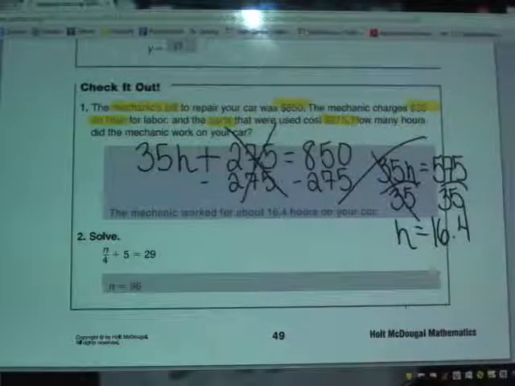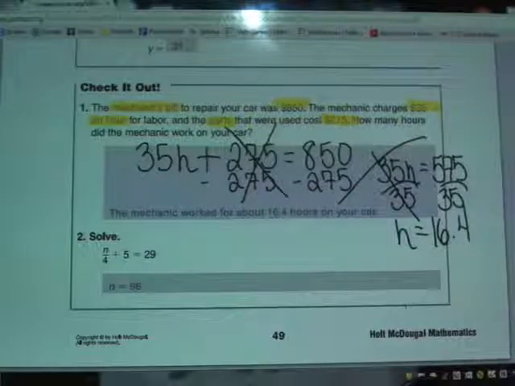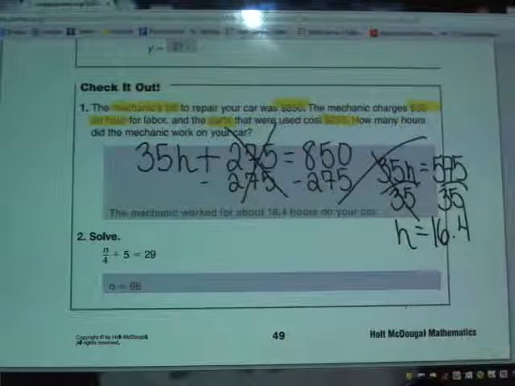Now we'll look at number 2, n over 4 plus 5 equals 29. Now, this is a little bit different than that proportion question we saw earlier, because remember, the entire left side was a fraction. And here, the only thing that shows up as a fraction is the n over 4 part. And so that's why it's good for us to look at this question, because it is a little bit different.